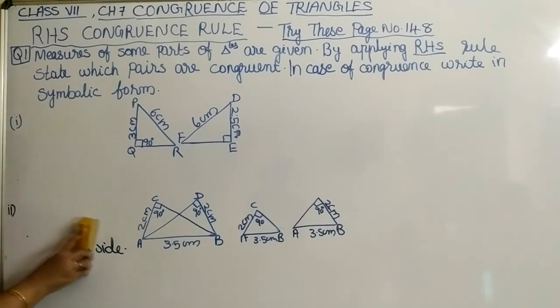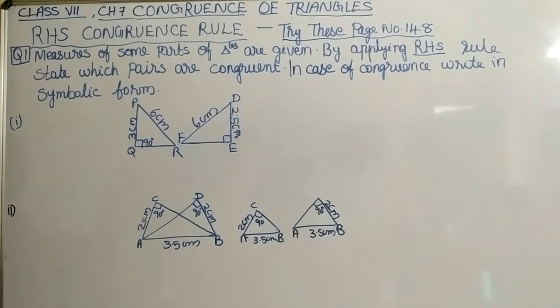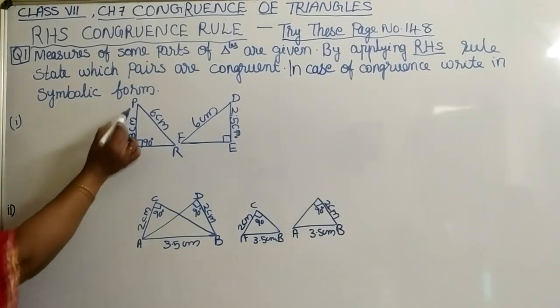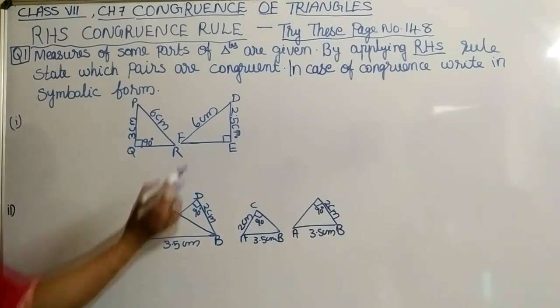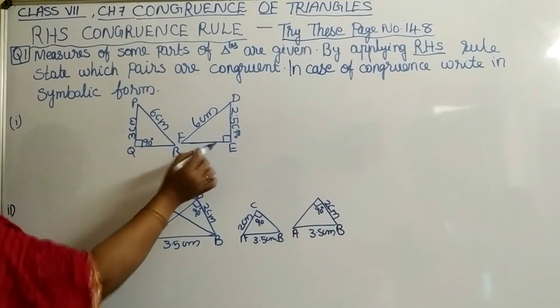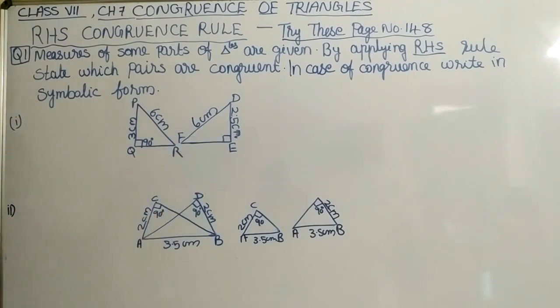Now let's move to the first question. The first question is, measures of some parts of triangles are given. By applying RHS rule, state which pairs are congruent. In case of congruence, write in symbolic form. So first of all, see here triangle PQR, that is a right angle triangle. Here triangle DEF, which is also a right angled triangle. Now you can check whether the hypotenuse are equal or not.